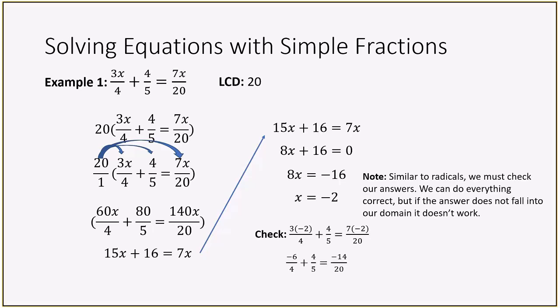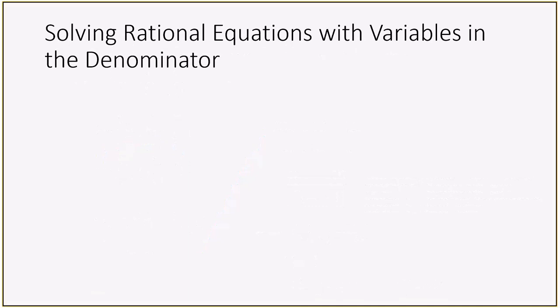I'll get -6 over 4 plus 5 over 4 is -17 over 20. If I add the fractions to the left, my common denominator is 20. I would get -14 over 20 is equal to -14 over 20. Yes, I should reduce it, but when I'm checking answers, I'm just making sure that there's equality. So there is, so my answer did work. I can go ahead and box my answer.